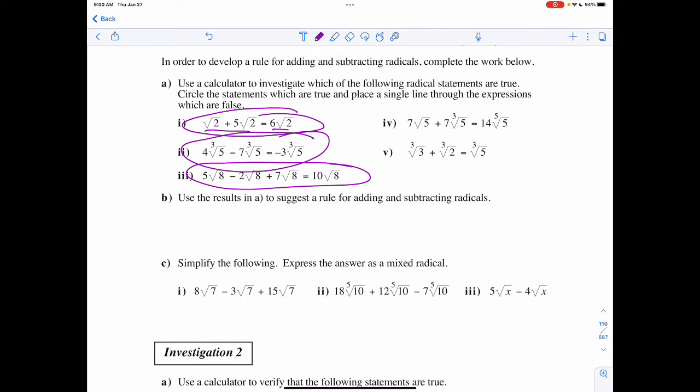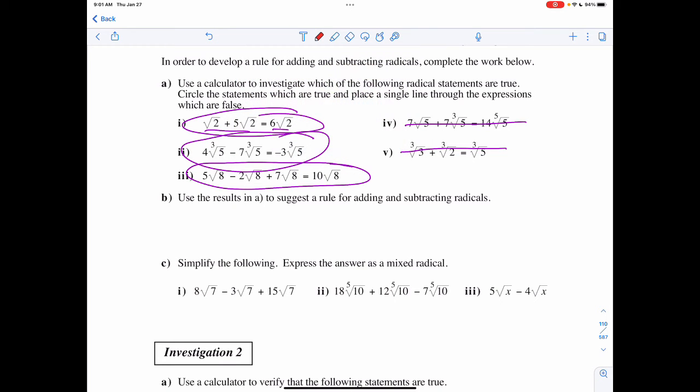When I take 7 root 5 plus 7 cube root 5, does it make 14 and the fifth root of 5? No, doesn't work. When I take the cube root of 3 plus the cube root of 2, does it make the cube root of 5? No, and that one we should have already known from the previous lesson. It doesn't work if you just do it with the radicands.